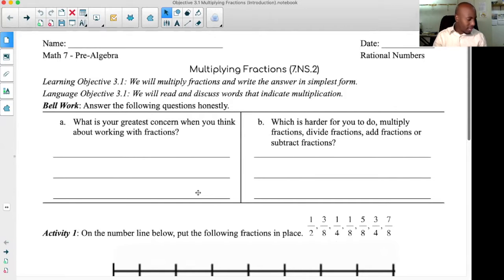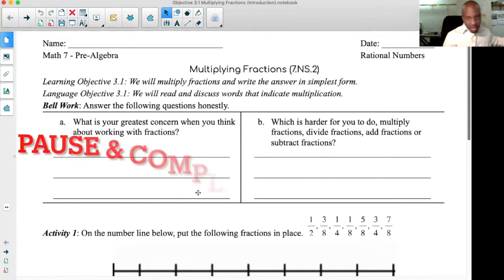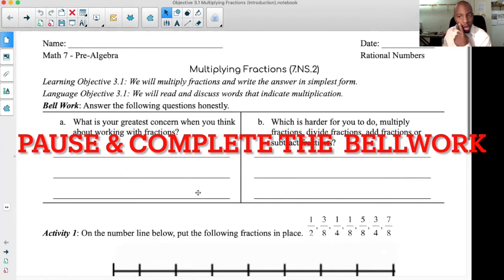As usual in any of my videos, take a moment right now, pause the video if you need to, and look at the Bellwork. See if you can begin to solve it. It says, what is your greatest concern when you think about working with fractions? And what is harder for you to do: multiply, divide, add, or subtract fractions? So take this moment, pause the video, and answer the Bellwork question.